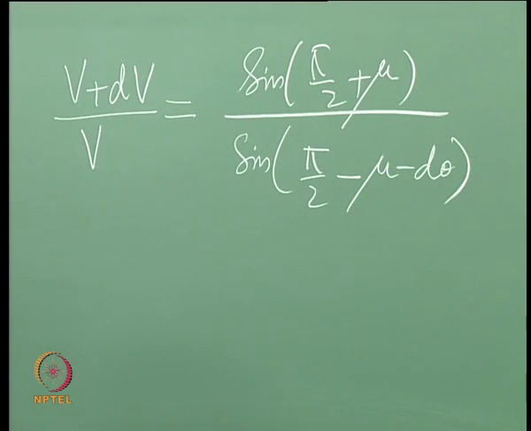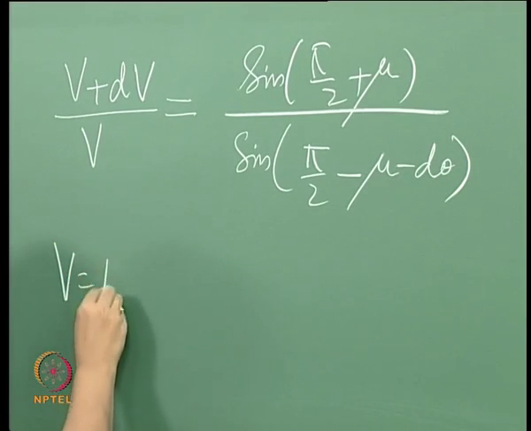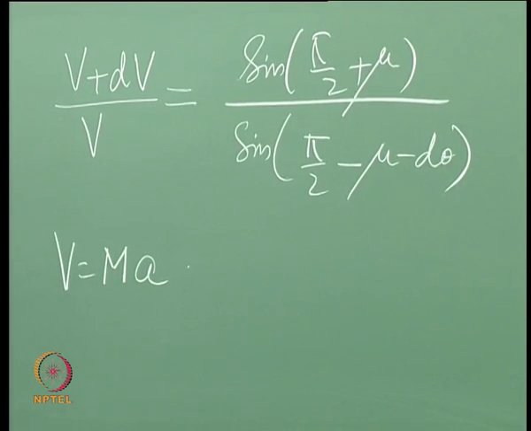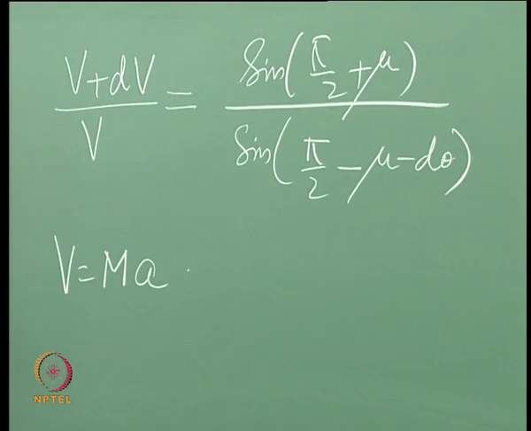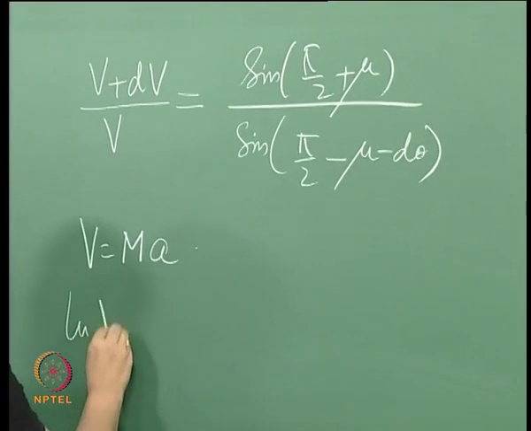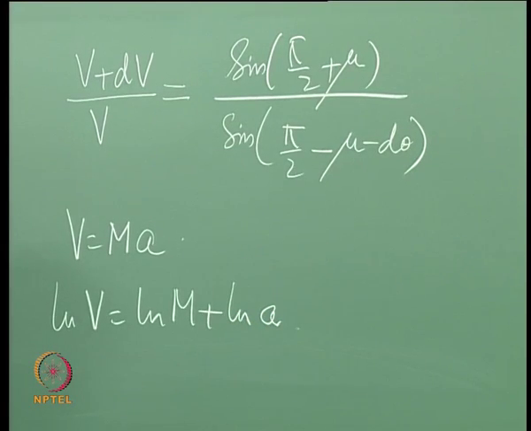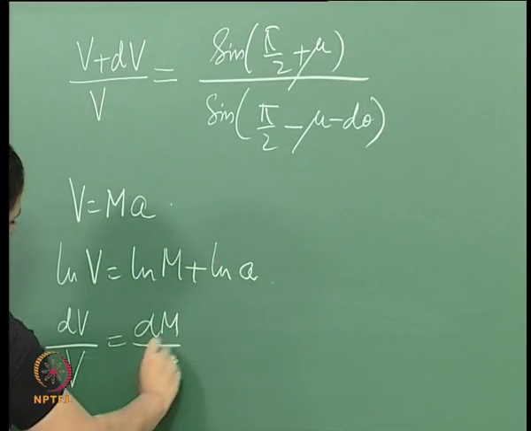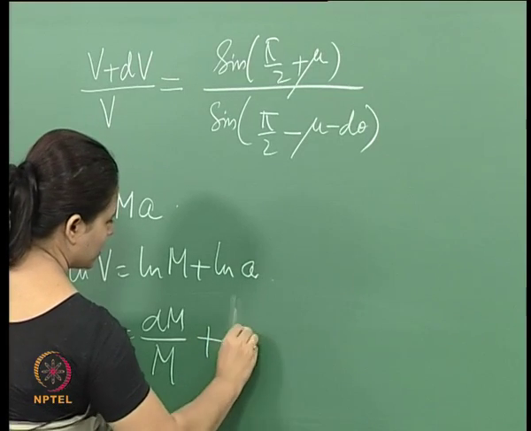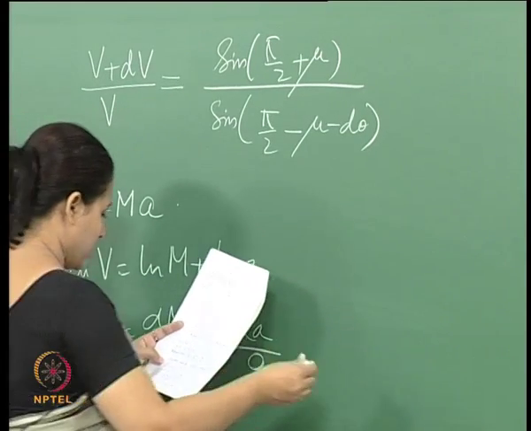So, here now if I write this out, we also know that velocity is Mach number into speed of sound, v equals M a. So if I take log here and then differentiate, what I get is dv by v is dM by M plus da by a, right. Then for a calorically perfect gas and for the adiabatic energy equation, what we get is this.